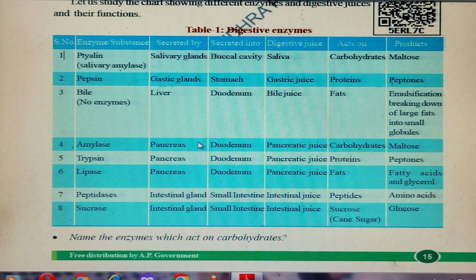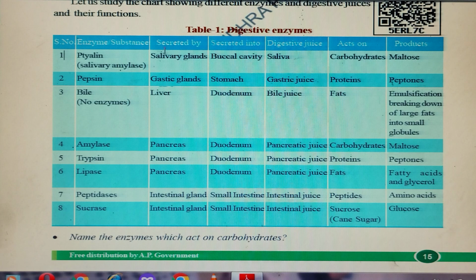So in this table 1 to 8 enzymes are there. Among these 8, the first one and third one are very important for the exam. So all students are requested to remember the first one, second one and the emulsification process. These are very important, and sometimes the second one also they ask in examination, and the remaining you should also go through. But the most important are the first one, second one, third one.